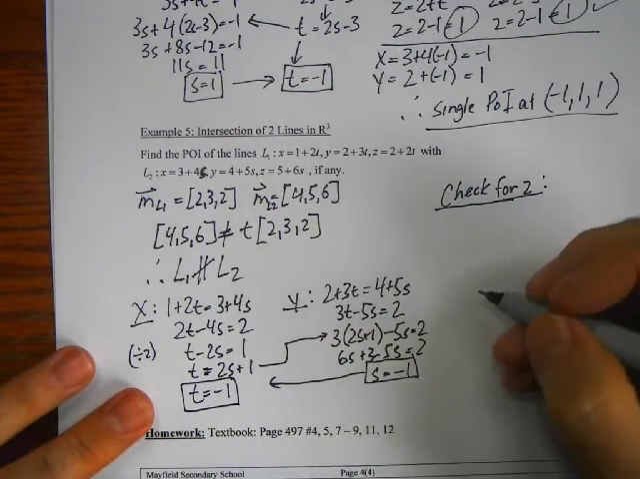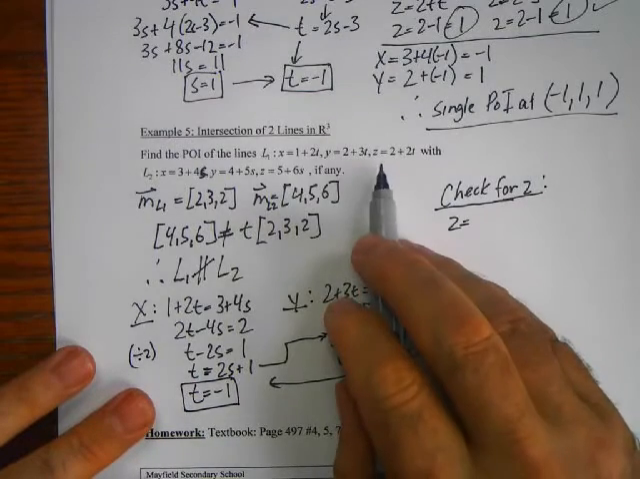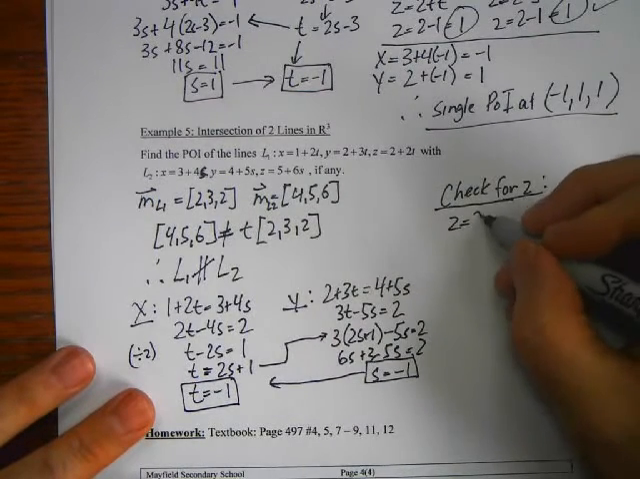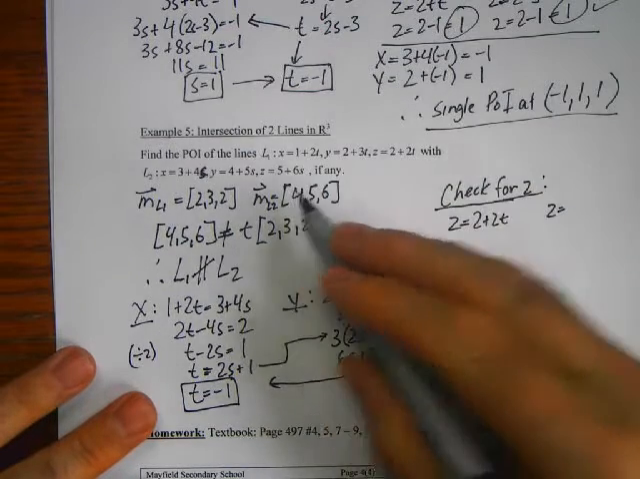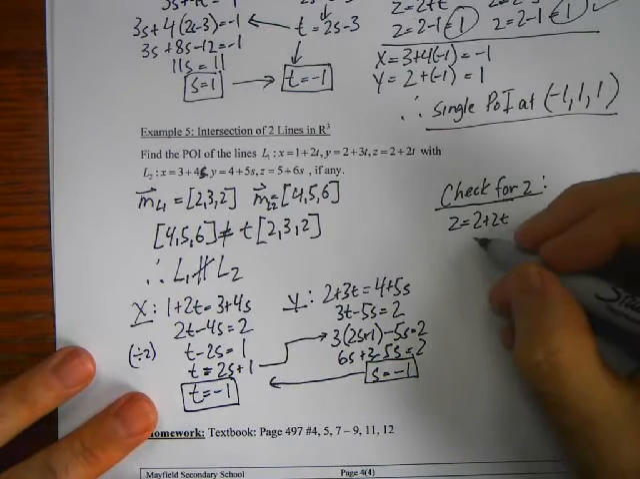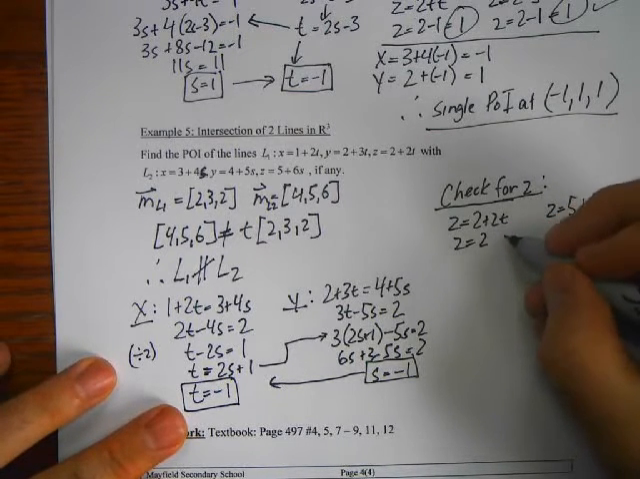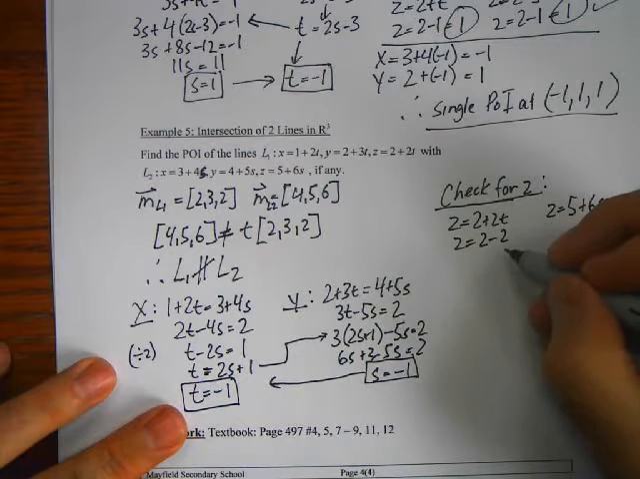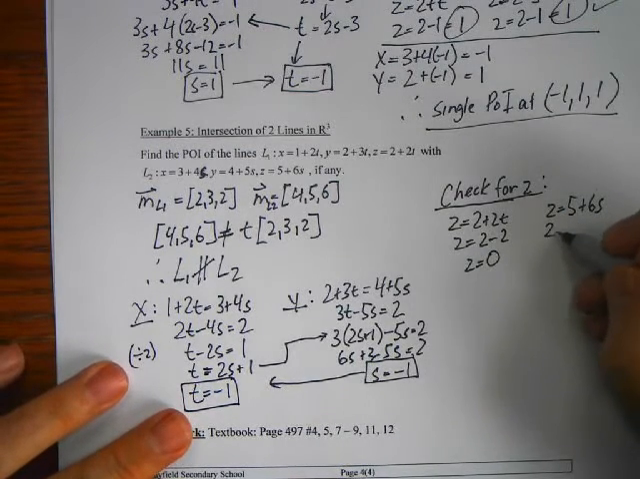Okay, so for the first line, I've got z equals 2 plus 2t. And for the second line, I've got z equals 5 plus 4s. So, sorry, 5 plus 6s. If I plug my t in here, I get 2 minus 2, which means z equals 0. If I plug my s here, I get 5 minus 6, z equals negative 1. And you can see in this case they're not equal.